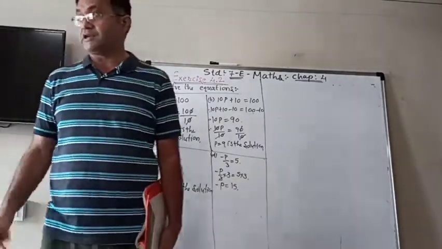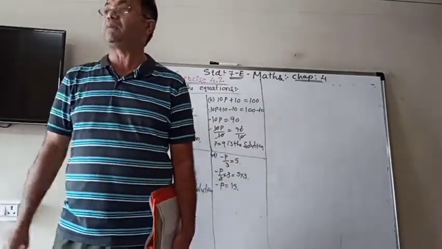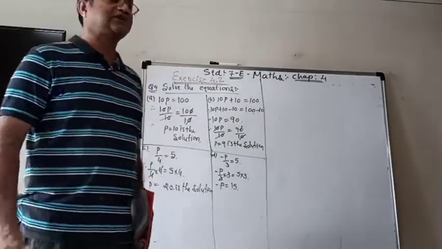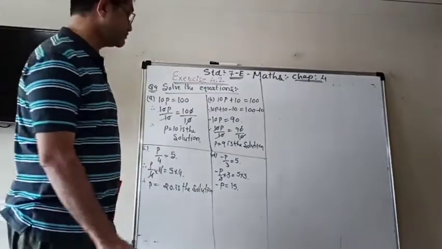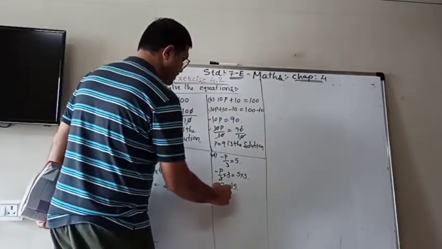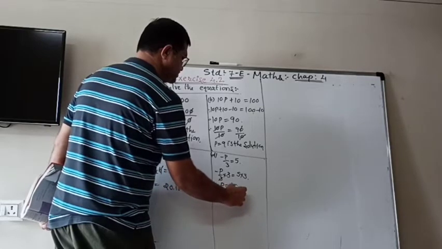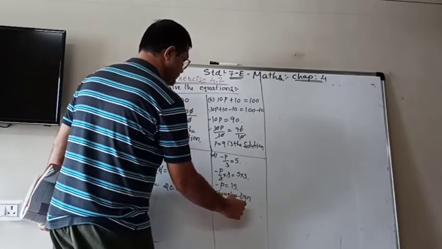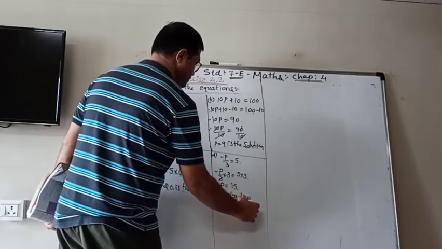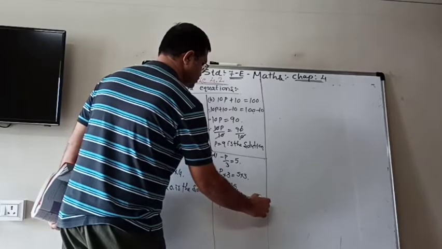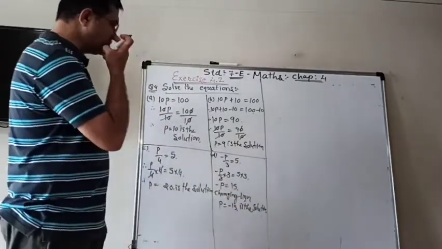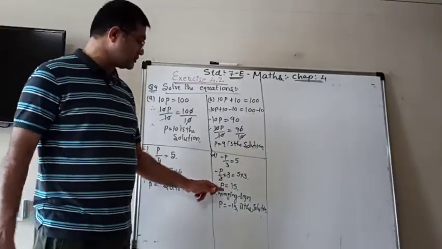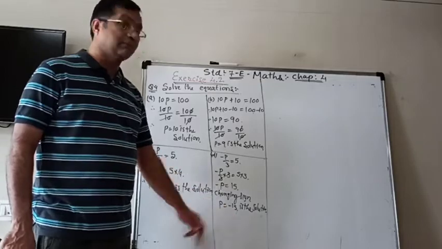Now remember, if there is minus sign with the variable, you can change the sides, change both signs. So we get p is equal to minus 15 is the solution. So here when there is a minus sign with p, you can change the sign both sides. So minus will become plus, plus will become minus sign.